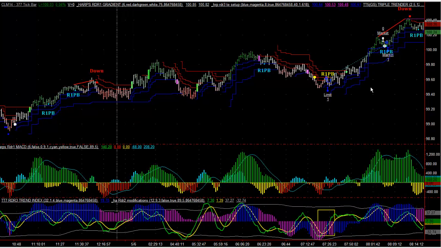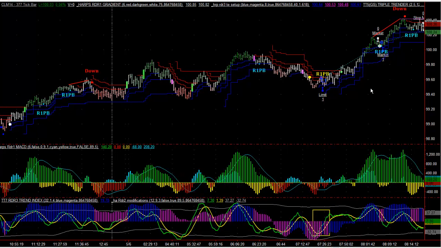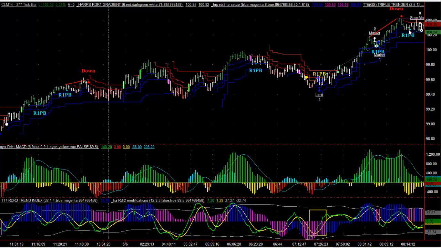And perhaps I saw this radar 1 pullback. It didn't really pan out. Actually, I believe I set my stop at that point between my short-term and medium-term trender and got out of the trade. And it was a nice trade.